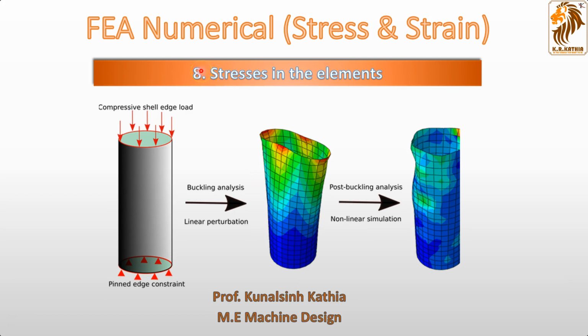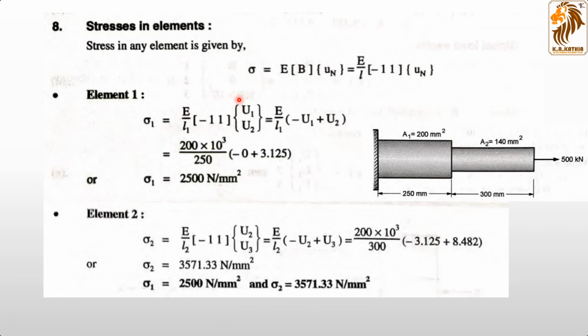After that we reached the stresses in the elements: the stress in element number 1 and the stress in element number 2, sigma 1 and sigma 2. The simple equation to remember for sigma 1 is E by L times [minus 1, 1] times U1 and U2, or simplifying, E by L times (minus U1 plus U2). So sigma 1 is 2500 Newton per mm square and sigma 2 is 3571.33 Newton per mm square. So friends, the ultimate conclusion is what sigma 1 and sigma 2 they wanted, it is here.